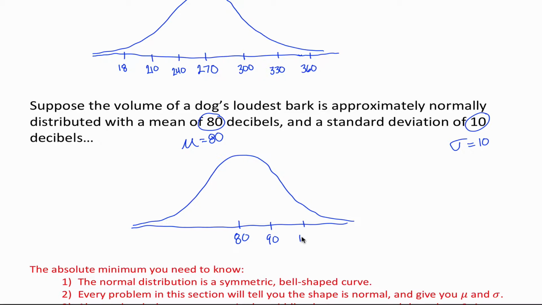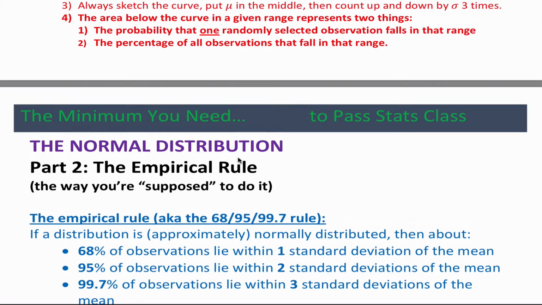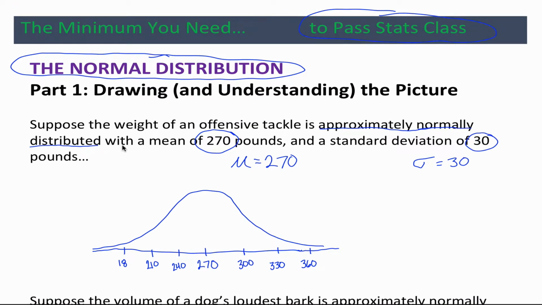So in this case, it's 80 that goes in the middle, and I'm going to count up and down by tens. There's 3 of them above. Here's 3 of them below. Done. There's 2 things I want you to get out of this video. First one is I want you to be able to draw the picture.